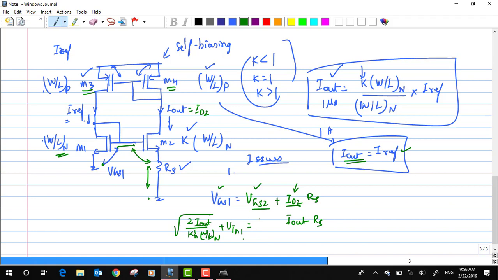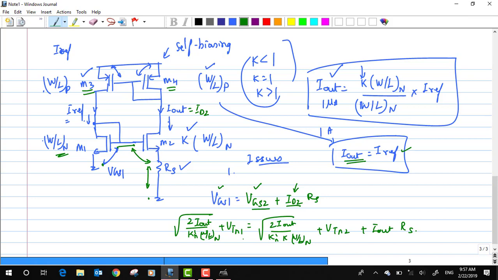Similarly, I can also replace this VGS2 in terms of I out itself, right? Which would again be the same thing: square root of 2 I out divided by Kn dash, and the aspect ratio of this M2 is not the same as the aspect ratio of my M1, okay. There is a factor K that sits here, so I need to include that K times W by L of N, plus the threshold voltage of M2, which is an NMOS, so I'll add this suffix N2, and along with it I also have this I out times RS, okay. So this is the total current that is flowing.